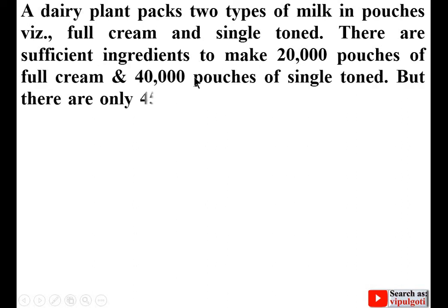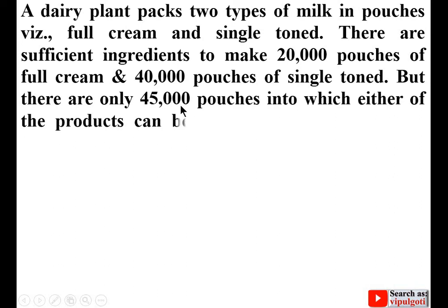Second, a dairy plant packs two types of milk in pouches, that is full cream and singleton. There are sufficient ingredients to make 20,000 pouches of full cream and 40,000 pouches of singleton.